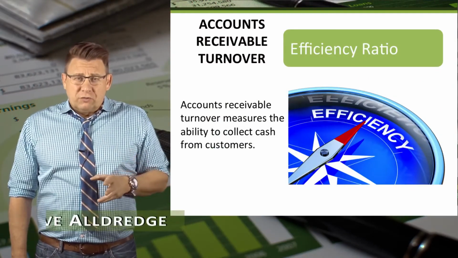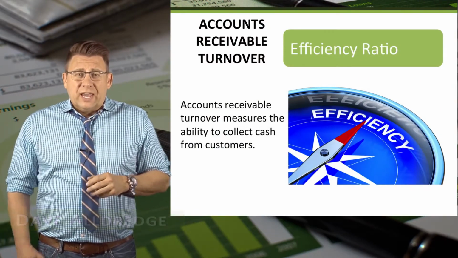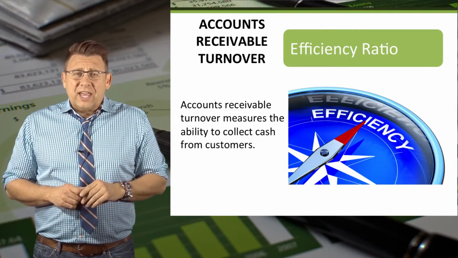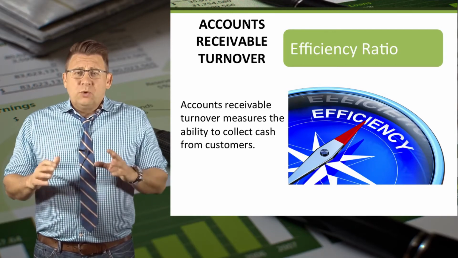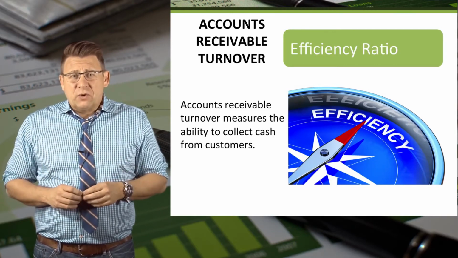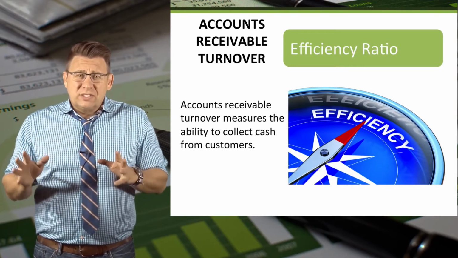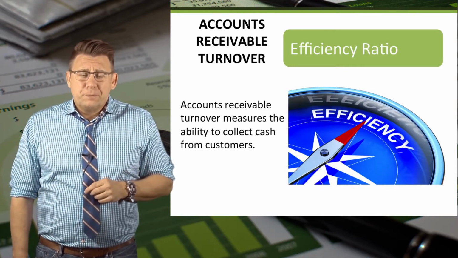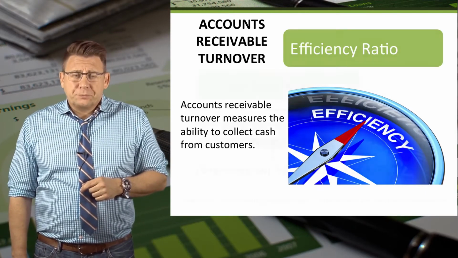Accounts receivable turnover measures the ability to collect cash from customers. A low ratio could indicate credit policies that are too loose. When it's too high, this may indicate that credit is too tight, and that may cause businesses to lose sales to good customers. Accounts receivable turnover is a measure of efficiency.